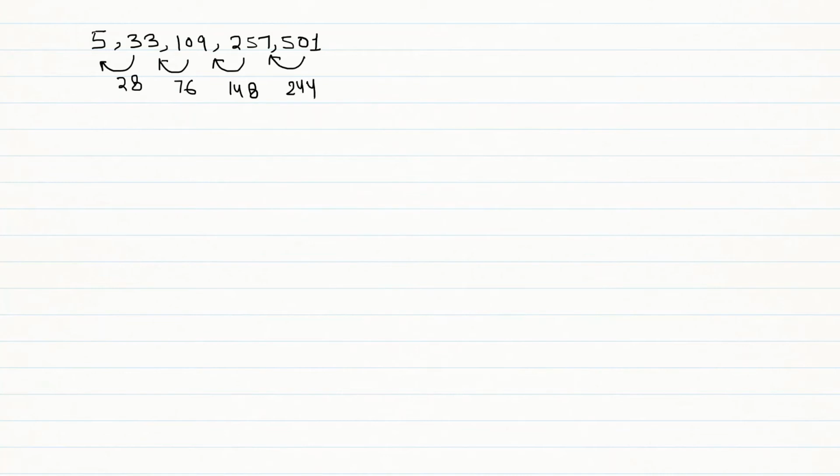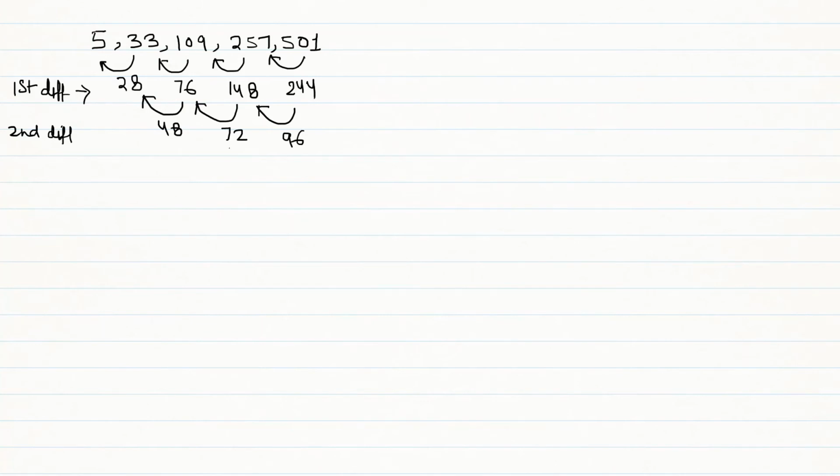So one thing is clear, this is the first difference and the first difference is not equal. So we should go for the second difference now. 76 minus 28 should be 48. 148 minus 76 should be 72, and 244 minus 148 must be 96. So we can see the second difference we have calculated, and the second difference is also not coming out equal.